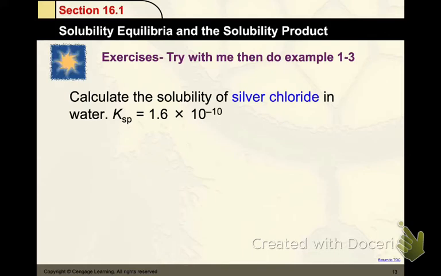Let's calculate the solubility of silver chloride in water, given that its Ksp is 1.6 times 10 to the minus 10. All right. Well, a lot of these, the first thing you're going to want to do is write the equilibrium that's going on. So silver chloride, we've got AgCl solid. So what ions does it break up into? It breaks up into Ag+ aqueous, and Cl- aqueous.